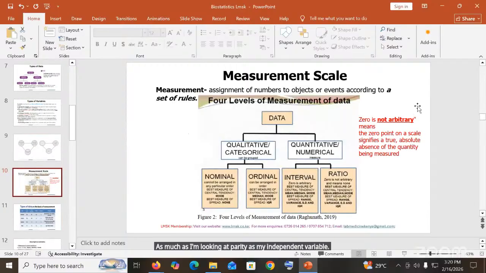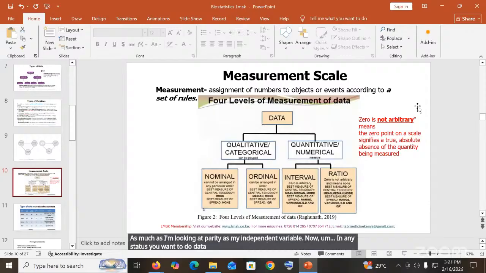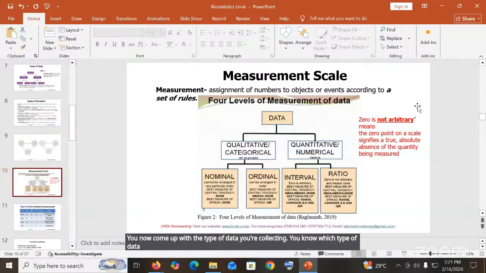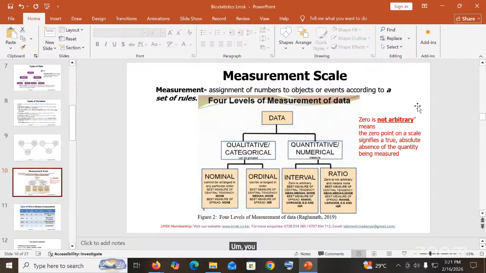Now, in any situation where you want to do data analysis, once you know about your variables, you classify your variables correctly, you now come up with the type of data you're collecting. You know which type of data you have. You understand the descriptive part and the inferential, which will come later.